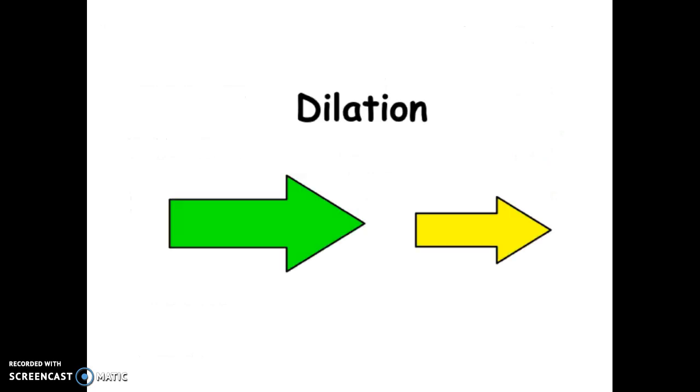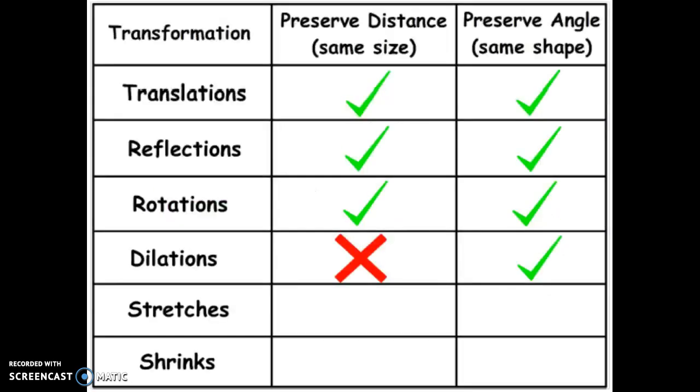Now, as we look at a dilation, this one's a little different because we see that the length of the segments are no longer the same. So this does not preserve distance because these two figures are different sizes. However, as we look at the measure of these angles, they do not appear to be distorted in any way. So we would say that a dilation does not preserve distance. However, it does preserve angle. They are the same shape, but not the same size.